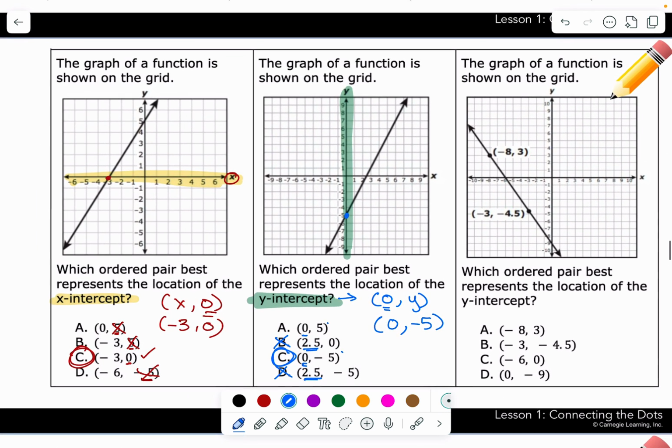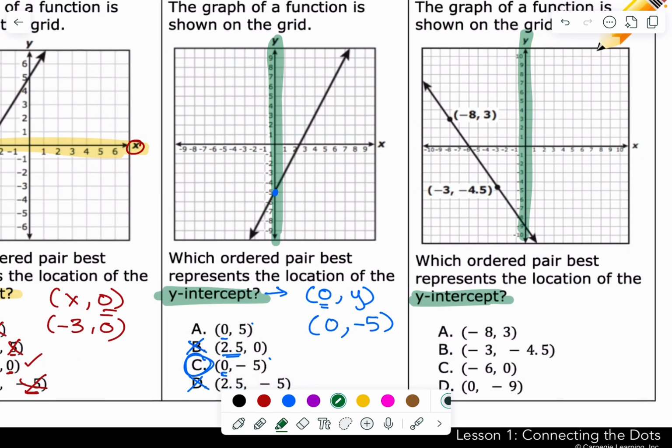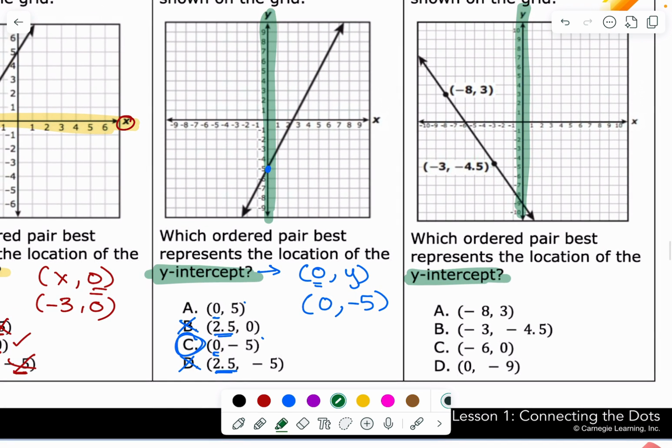Let's try one more. The graph of a function is shown on the grid. I have my graph. Which ordered pair best represents the location of the y-intercept? So again, y-intercept is my important word. I'm looking at the line that goes up and down. Now, I know that for my y-intercept, I need to write 0, comma, y. So I'm looking for an answer that has 0 first.